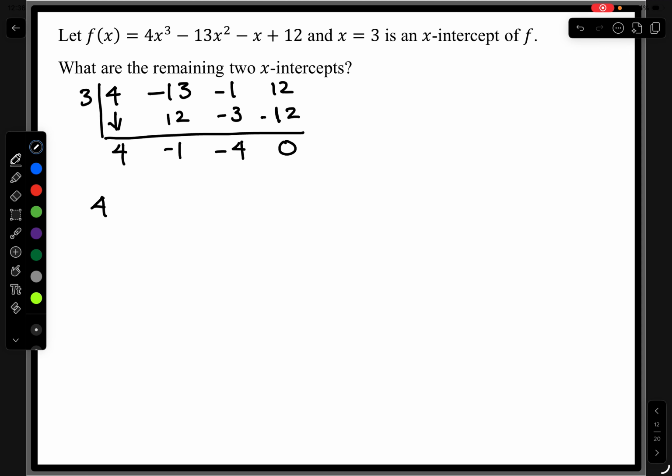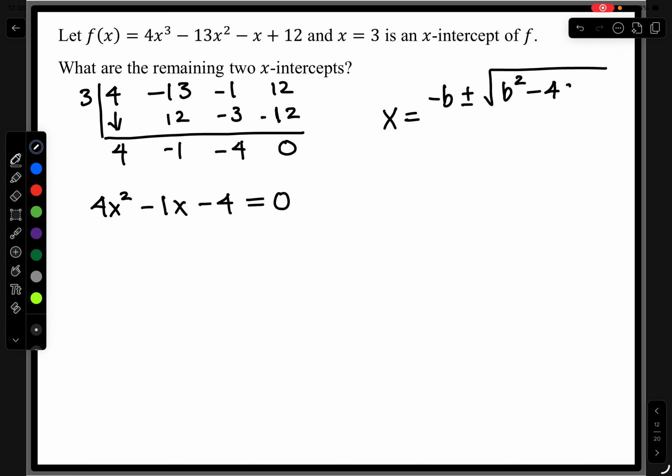So we end up with 4x to the second power minus 1x minus 4, and we're going to set this equal to 0. I'm not going to even bother checking if this is factorable. I'm just going to jump straight into the quadratic formula and then solve the equation like that. So let me write the quadratic formula over here as reference, and start plugging values in. So the values of A, B, and C.